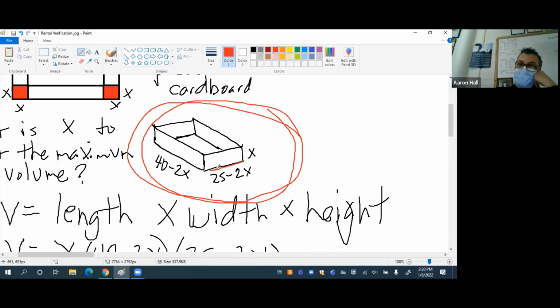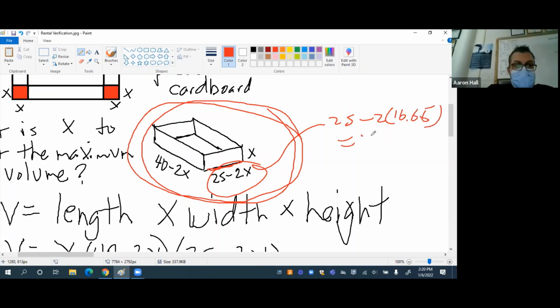Yeah, there's not enough corner to cut off here. If I have 16.666 times 2, that gives me, for this part right here, 25 minus 2 times 16.66 bar. That's going to give me 33.3.